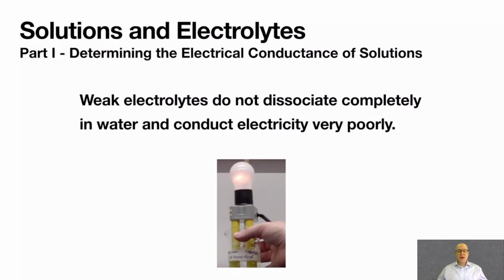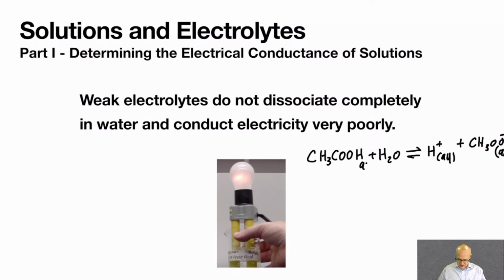Conversely, a weak electrolyte does not dissociate completely and will conduct electricity very poorly because it doesn't have a lot of ions. So let's take a look at that. Vinegar, acetic acid, a common weak acid, plus water will give us H plus, aqueous, plus acetate ion, aqueous. And this is also aqueous.